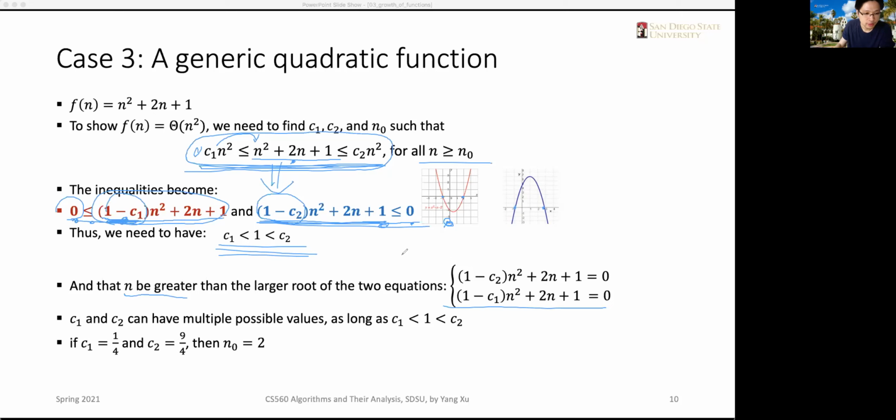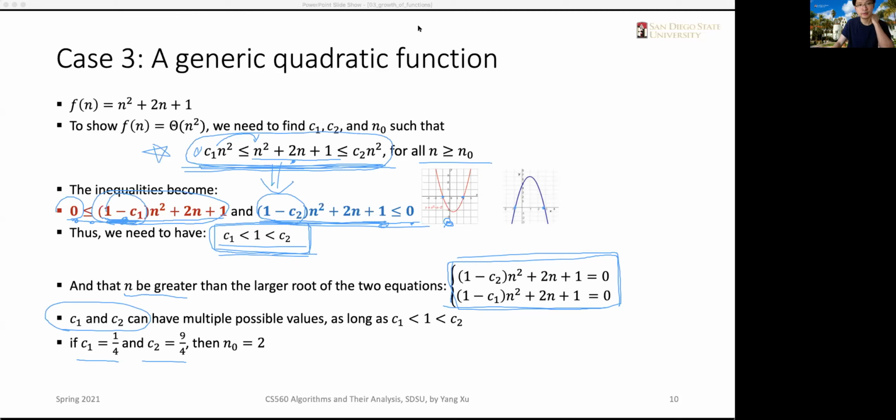Okay, so the good news is that as long as we have C1 and C2 satisfying this inequality, we can choose arbitrary values for C1 and C2. Say we can choose the C1 and C2 that are convenient for us to solve the roots for these two sets of equations. For example, we can let C1 be 1 over 4 and C2 be 9 over 4. Then we can solve n0 to be 2. So basically we can claim that as long as C1 equals 1 over 4 and C2 equals 9 over 4, and n0 equals 2, then for any number n greater than n0 equals 2, we will have the inequalities satisfied.